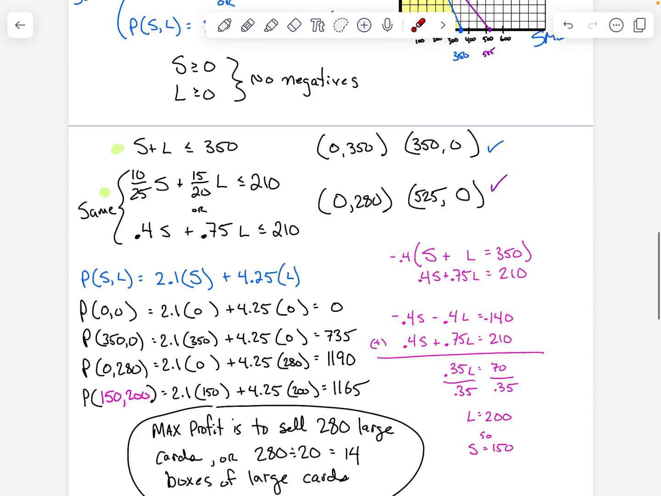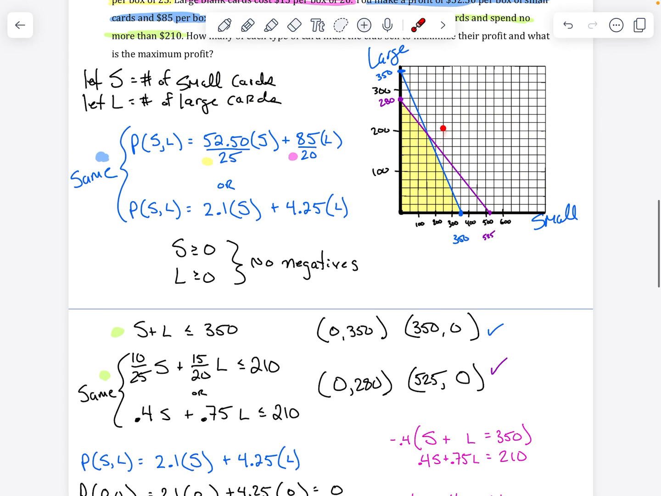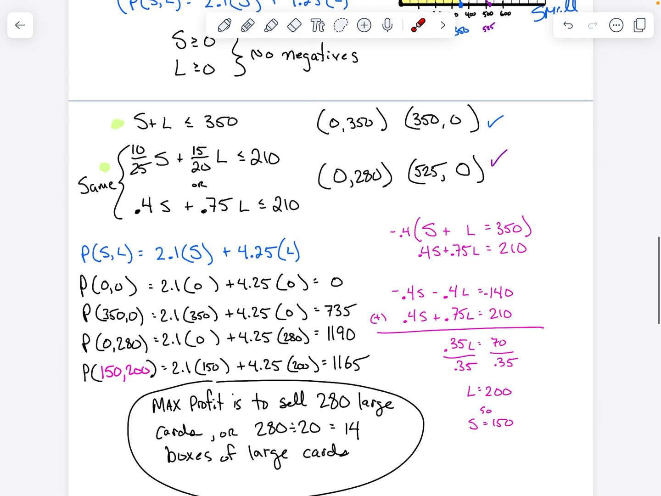So I did that work down here. I have my profit statement restated. I have my first, my second, and my third easy point to identify already done. And then I set up these two, where these two cross, that's going to be the messy one, right? That's where the blue and the purple cross. Where this one and this one cross, that's where that middle point is.